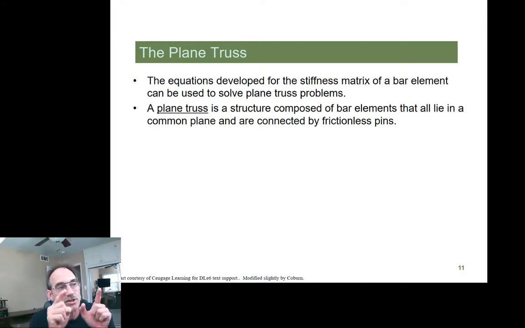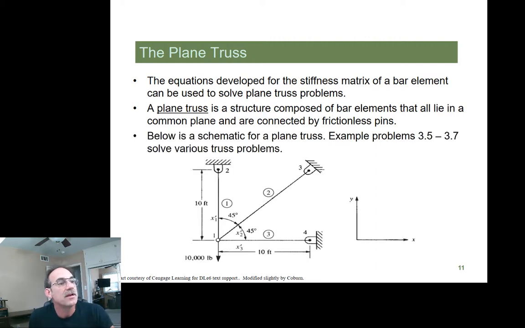So a plane truss structure is a structure consisting of axial members, all of which lie in the same plane. We will look at three-dimensional structures pretty soon where they can lie out of the plane, okay? And in this particular case, they're connected by frictionless pins. The reason this is the case is that since these carry no transverse loads, there's no need for moment-carrying capability at the nodes. So let's take a look.